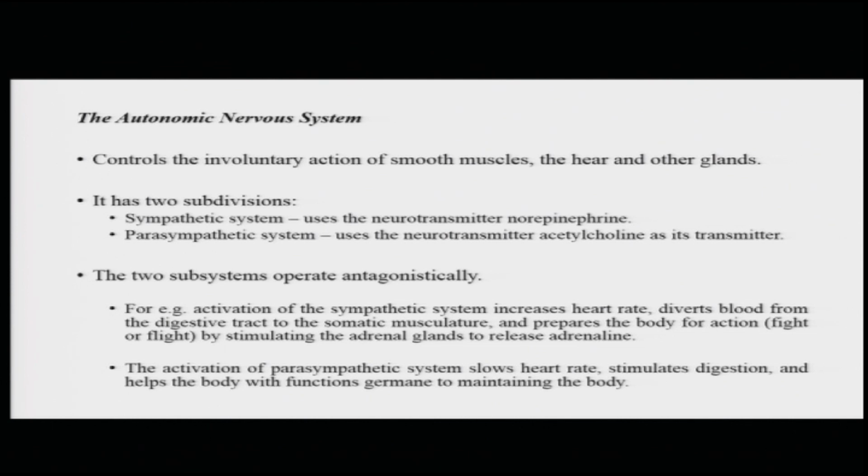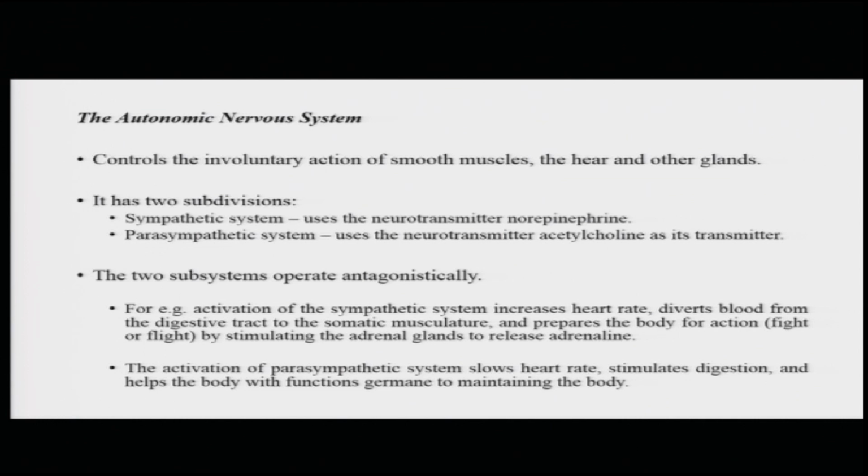One is the sympathetic system. Now, the sympathetic system uses the neurotransmitter norepinephrine, and mainly it plays a role in preparing the body for a fight or flight kind of action. It operates by increasing the heart rate, diverting the blood from the digestive tract to the somatic musculature, and preparing the body for action. So, say for example, if you are in a slightly heightened emotional state, if you are very angry or very happy or very aroused, or you are preparing yourself for some kind of competitive physical activity, this is the system that will prepare your body for this kind of a thing.